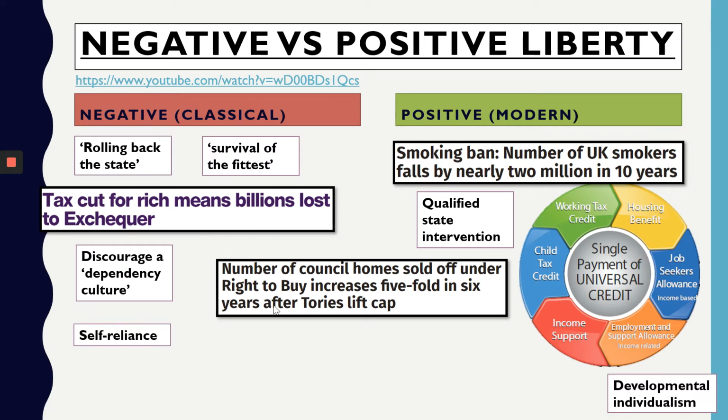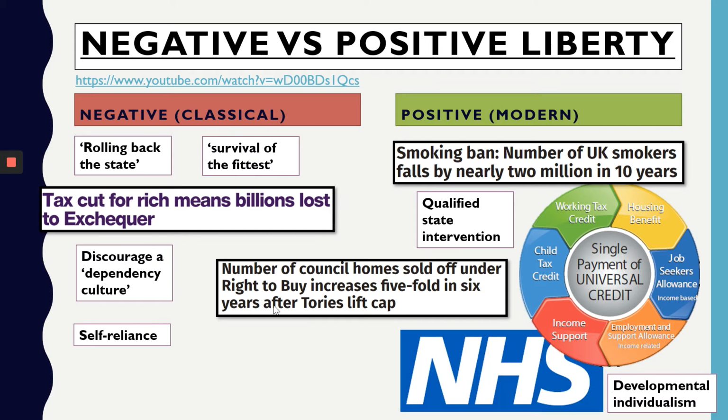The term developmental individualism, this is any kind of policy that the government introduces that enables us to become who we want to be, enables us to develop as individuals. So, for example, you could argue that the bursary scheme at sixth form is an example of developmental individualism. It's a scheme that gives students money to become who they want to be.